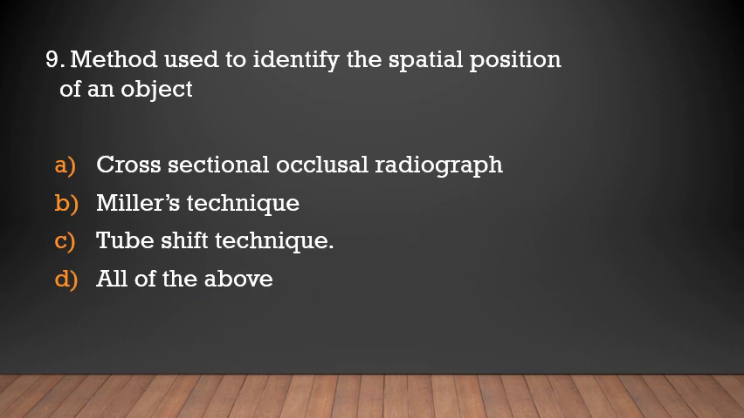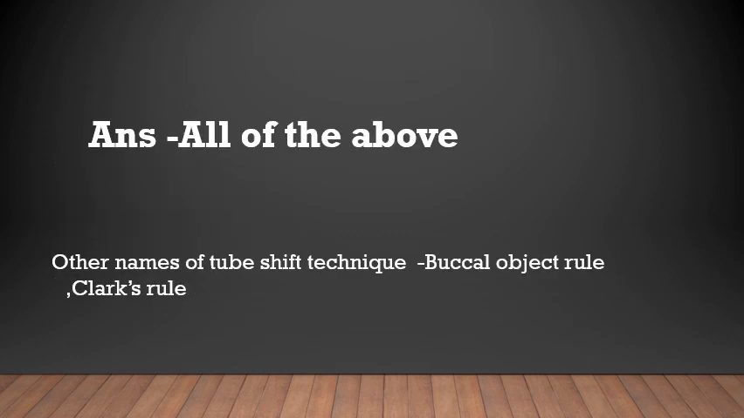Method used to identify the spatial position of an object. Cross-sectional occlusal radiograph, Miller's technique, tube shift technique, all of the above. All of the above. All these methods used to identify the spatial position of an object. Tube shift technique, otherwise known as buccal object rule or Clark's rule.